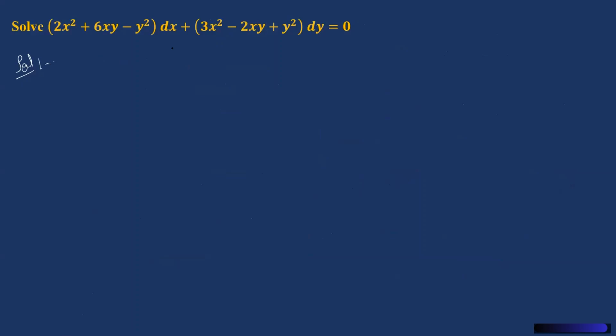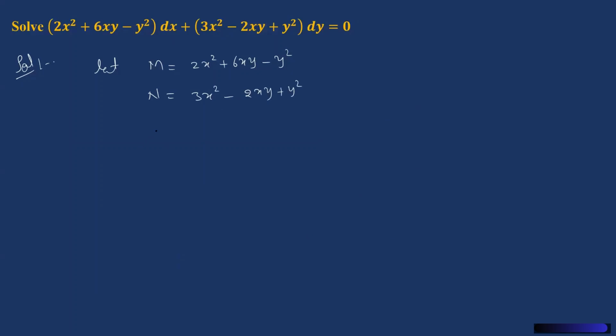Right? See, if you look at this differential equation, it is also very much similar to m dx plus n dy is equal to 0. So I'm just taking it this way. The coefficient of dx, I'm writing it as m. So m is 2x square plus 6xy minus y square. And then n is the coefficient of dy. See, it is 3x square minus 2xy plus y square.